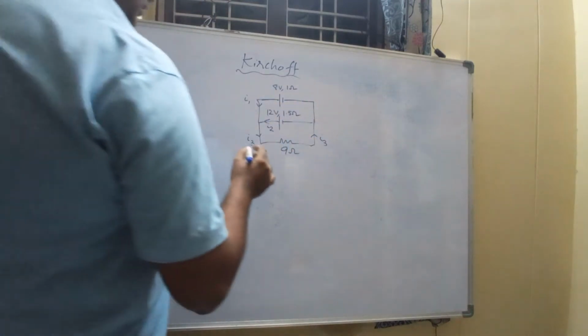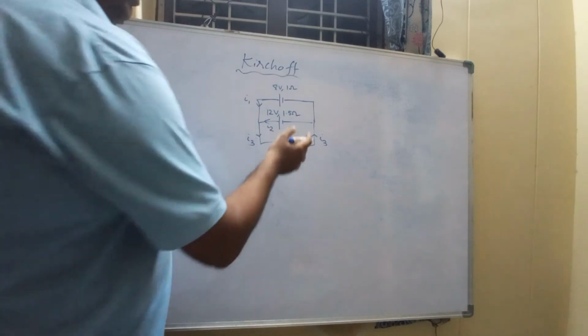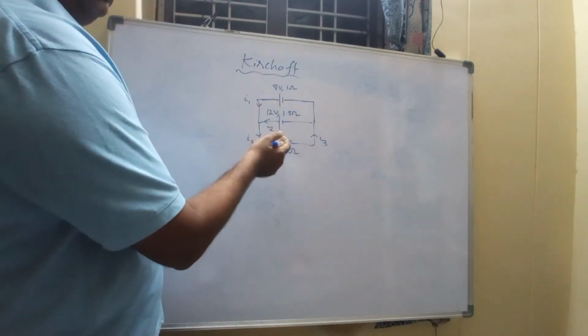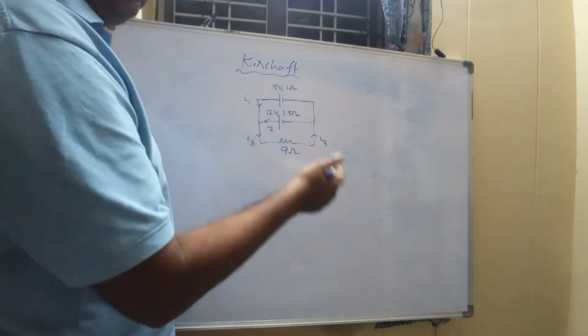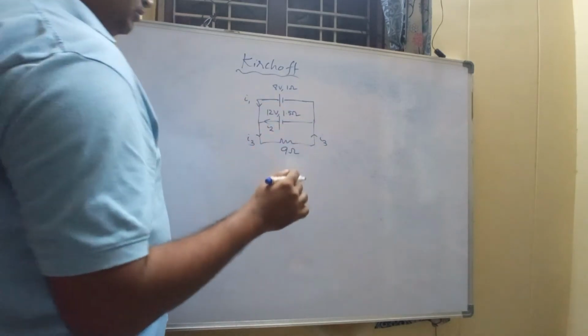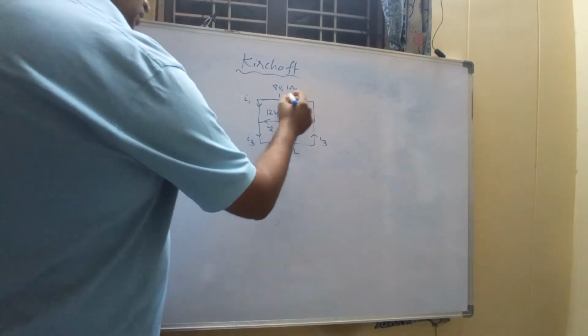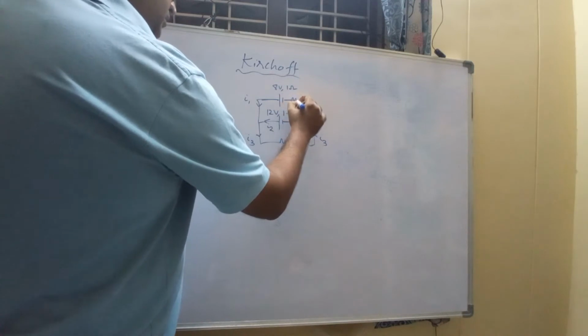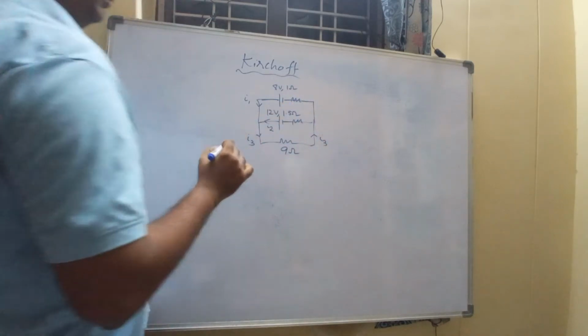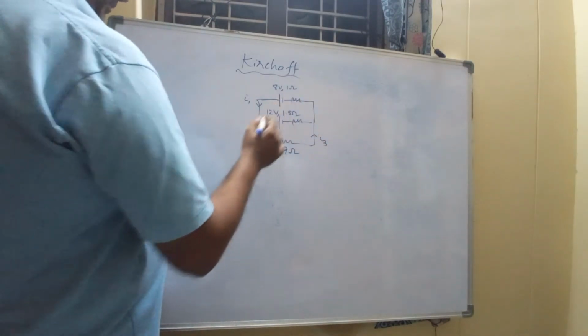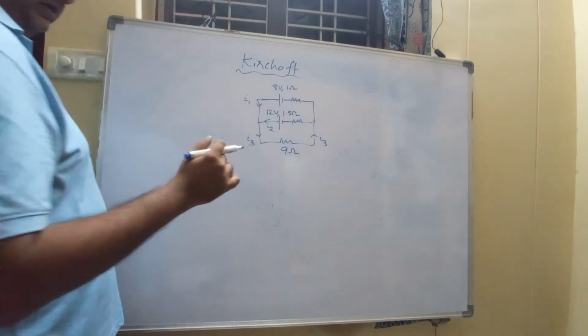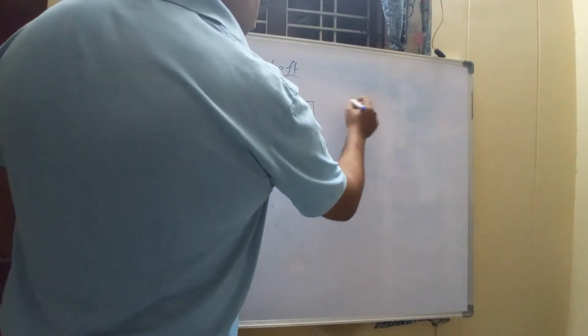First, whatever current is flowing in will come out. Current in will be equal to current out. Now you just mark the internal resistance here. Now we will mark the polarity. Remember, while writing the polarity, the current flow direction should be considered.